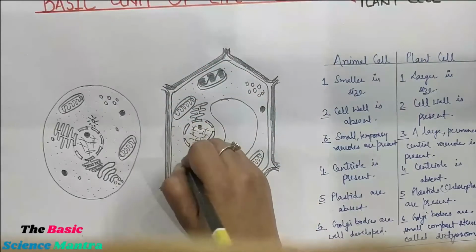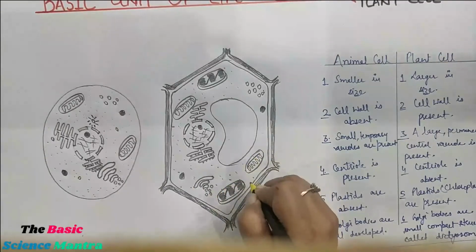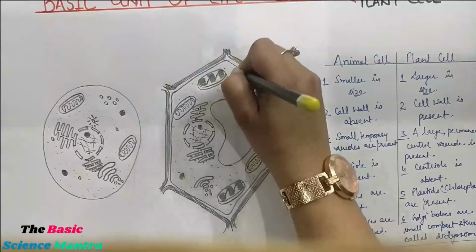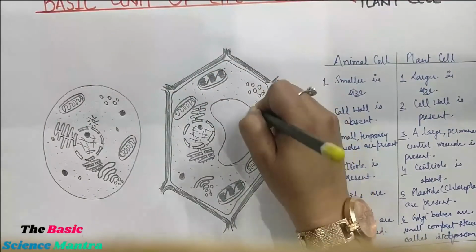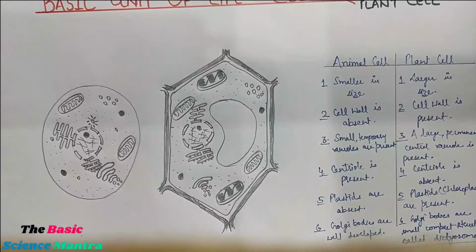In the vacuole you will find nothing. Vacuole is empty. Vacuole means empty space. The vacuole maintains the turgidity of the plant cell. This completes our diagram. Now we'll label it.